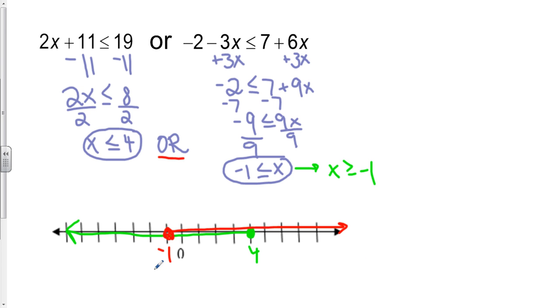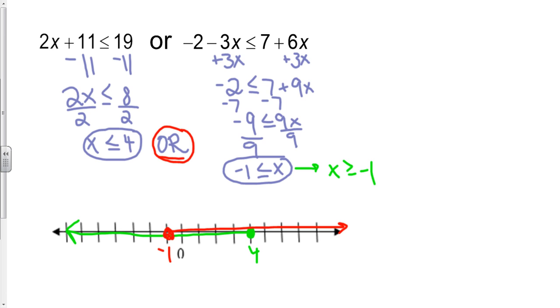Now the cool thing about this particular inequality I chose is that pretty much every single number in the world works, right? Every single number is either going to be less than 4 or greater than negative 1, and you can see that by what I've graphed on my number line. Every single tick mark is either covered by my red marks or by my green marks. Again, or implies that you have the option, so you want to graph both and show everything that's possible.